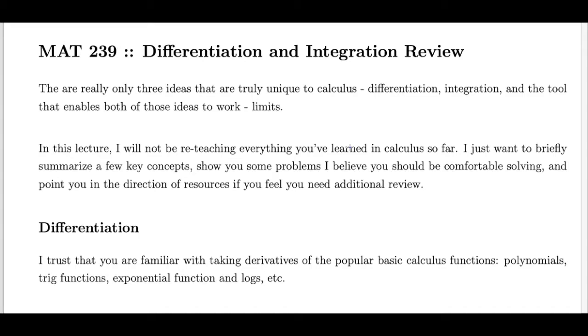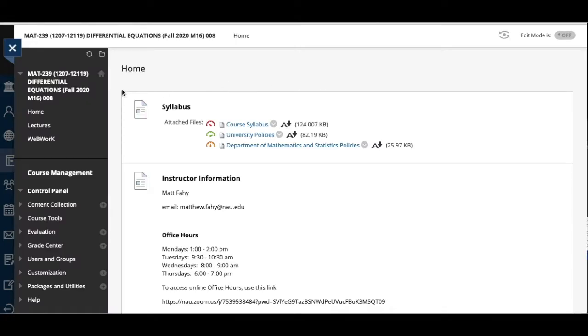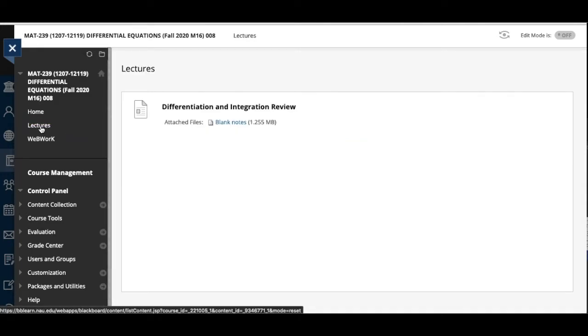Hello, in this lecture I'm going to discuss integration and differentiation, providing a brief review in order to remind us of some of the primary techniques involved with these tools that will hopefully get us set up and ready to move forward with our course. The notes that I'll be working through are available using the lectures link in the toolbar in BBLearn.